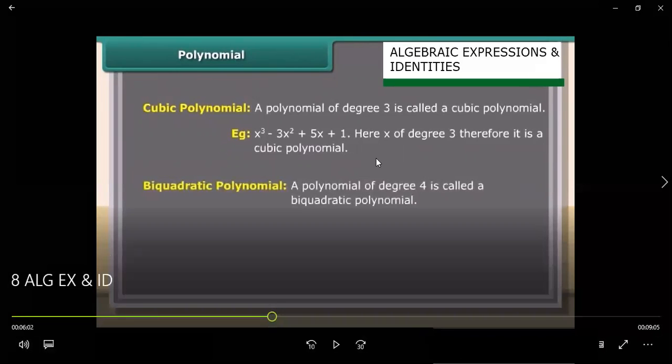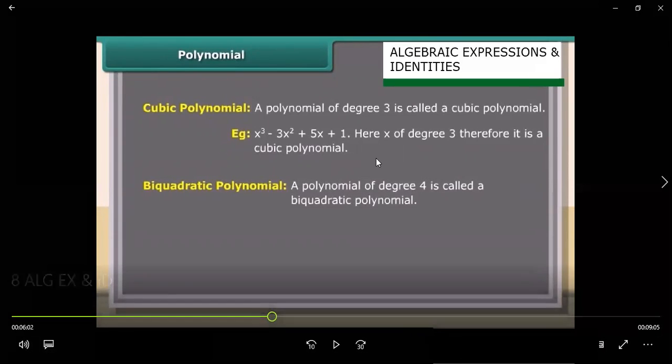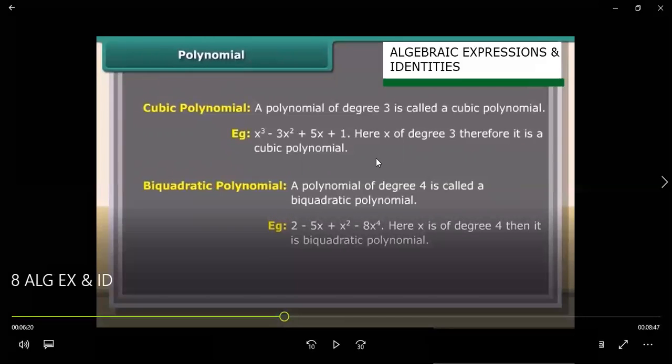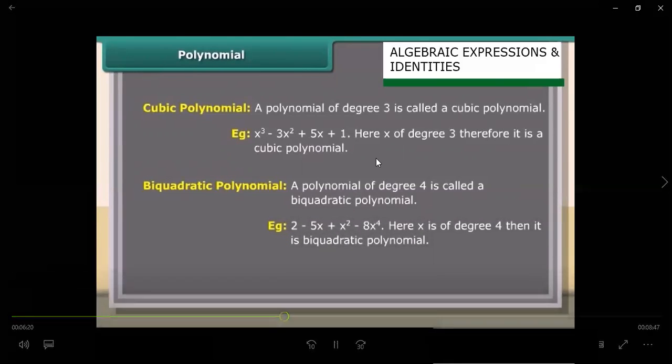Then we have the biquadratic polynomial. A polynomial of degree 4 is called a biquadratic polynomial. For example, x to the power 4 plus 4x square plus 5x. Any example you can make according to your choice. For example, we can also see 2 minus 5x plus x square minus 8x to the power 4. Here x is of degree 4, so it is a biquadratic polynomial. So a quadratic polynomial is of degree 2 and a biquadratic polynomial is of degree 4, right? You have to keep these concepts in mind.